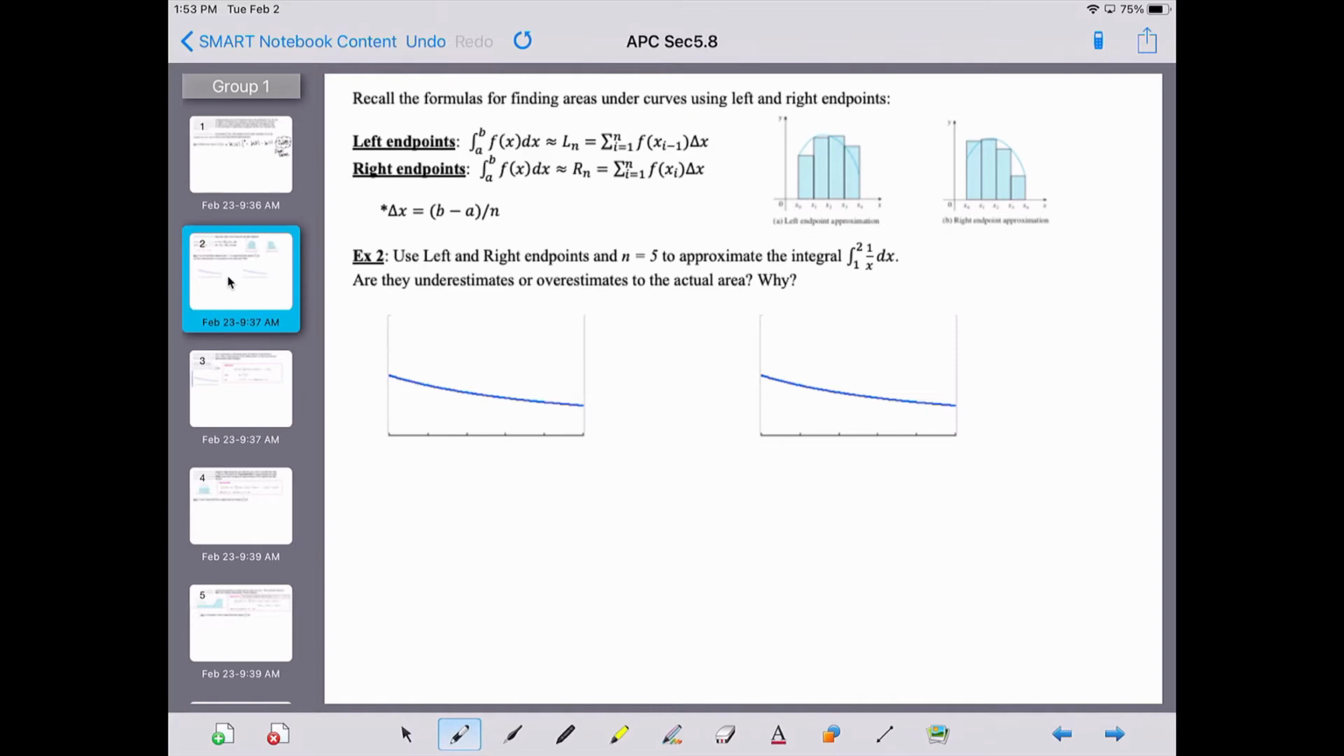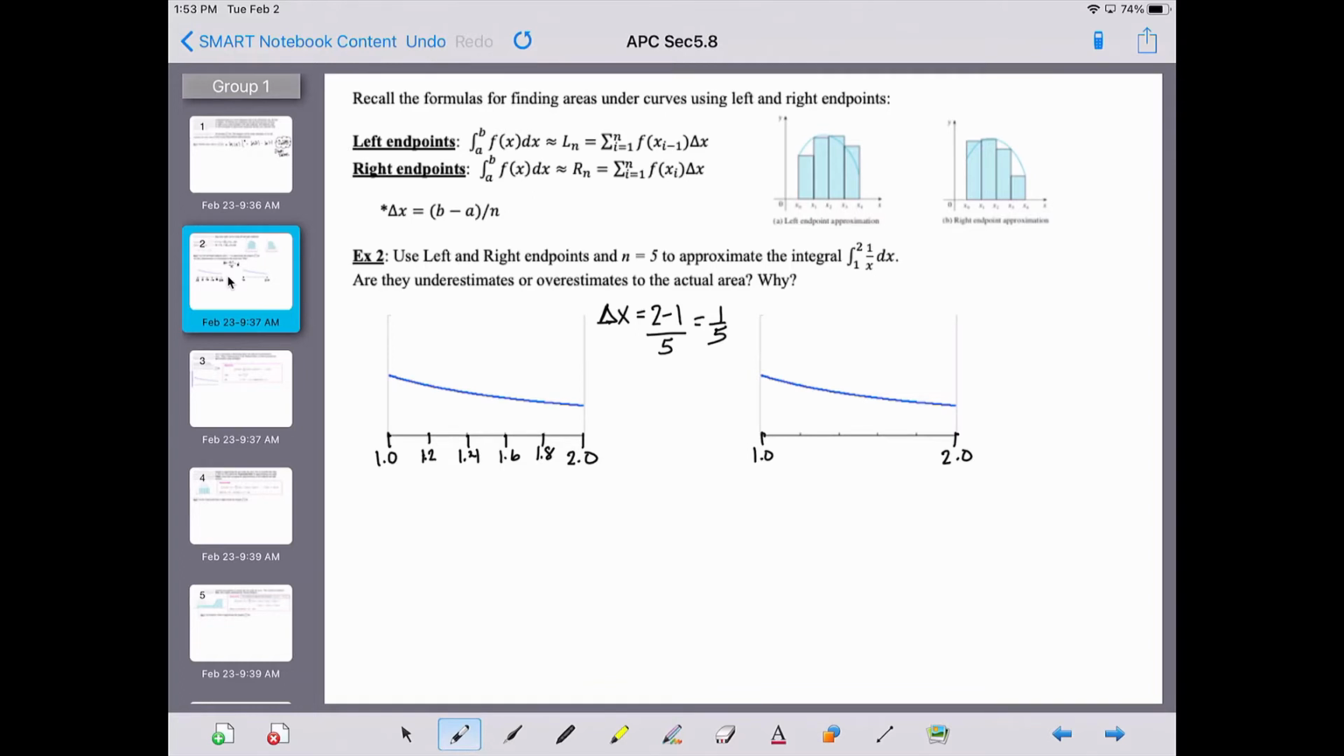So we have the same picture here for both. And again, if we're going from 1 to 2, this would be like 1.0 here, and this would be like 2.0 on both of our pictures. We want to divide our interval from 1 to 2 into 5 equal rectangles. So our delta x for both of these is going to be b minus a, 2 minus 1, divided by 5, which is 1/5 or 0.2, right? So then each of these distances here is going to be 0.2. So this is 1.2, 1.4, 1.6, and 1.8.